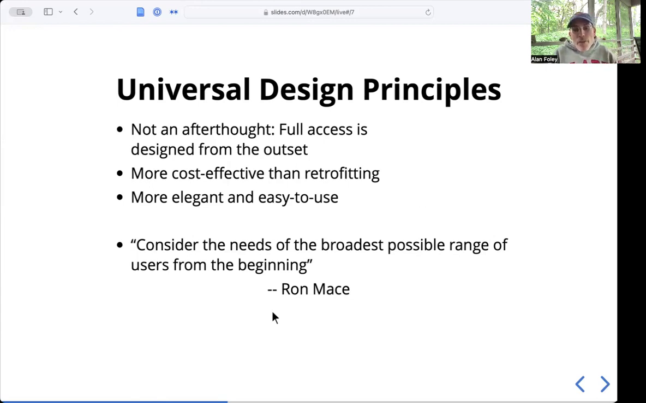So Ron Mace, who is broadly considered to be the father of universal design, who, by the way, was a professor at North Carolina State University in a building almost practically across the street from this inaccessible School of Education, has a quote here: "Consider the needs of the broadest range of users from the beginning." And so I think if we were talking about universal design for learning, we could just change users to learners and say, consider the needs of the broadest range of learners from the beginning.